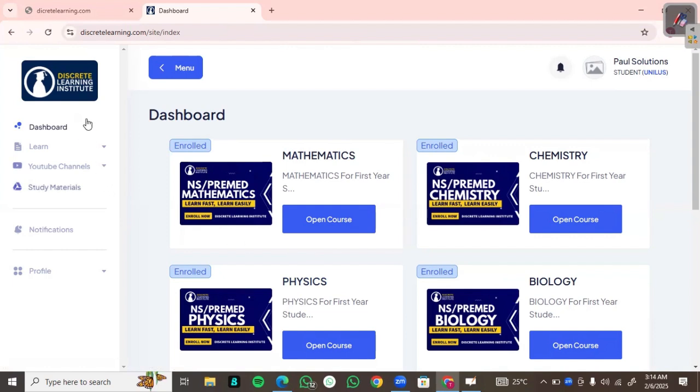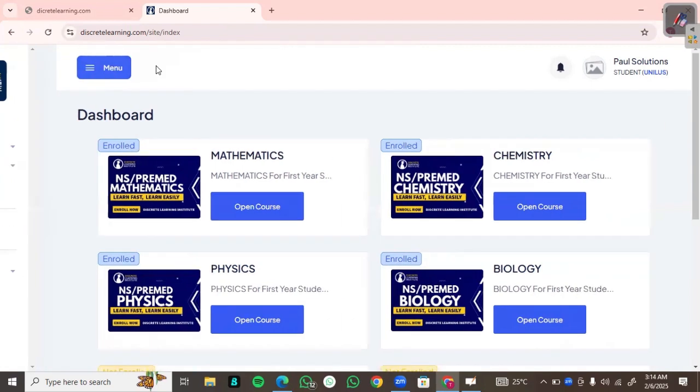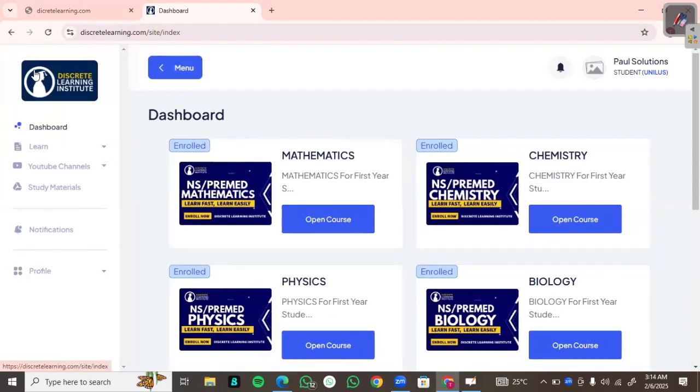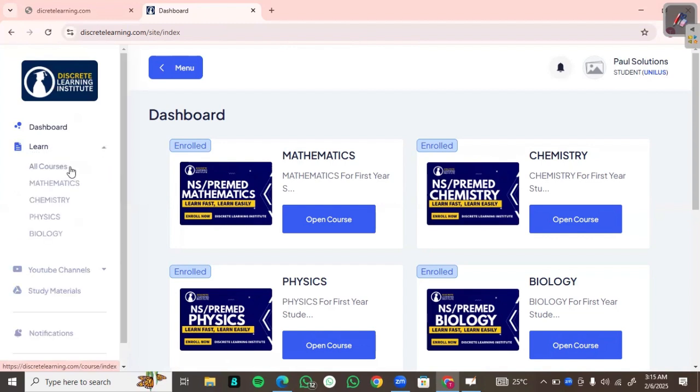Okay, so allow me to explain some of the things that you can see here. On this menu here, if you click that menu, the menu disappears. If you click it again, it will appear. On the menu there, we have this where it's written learn. When you click on learn, you're going to find all the courses that you are registered in. Okay, and then you can close that.